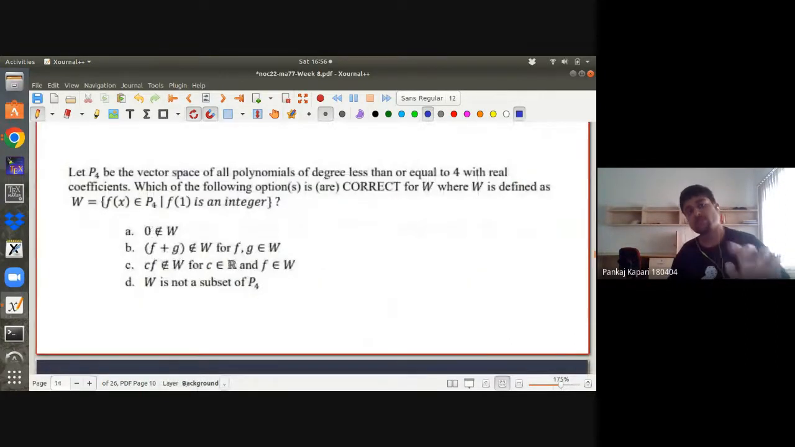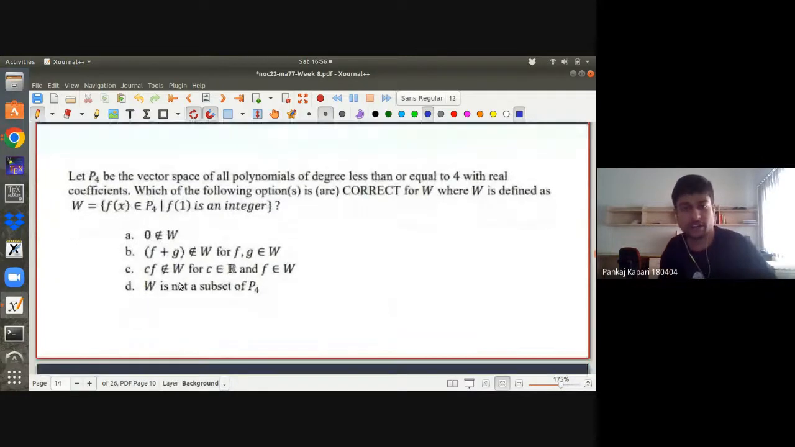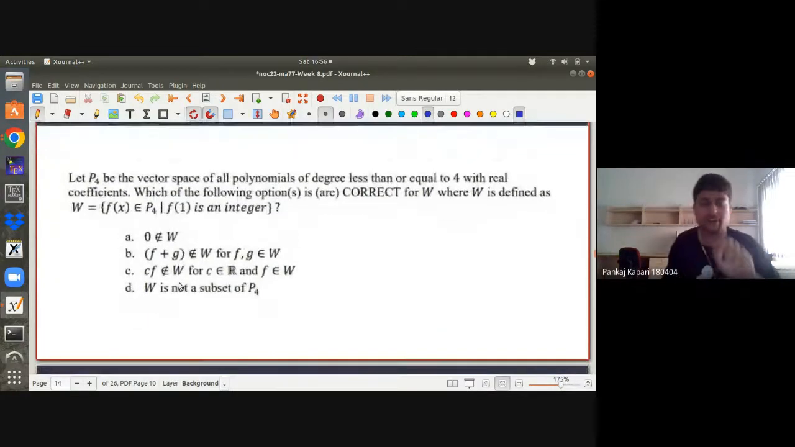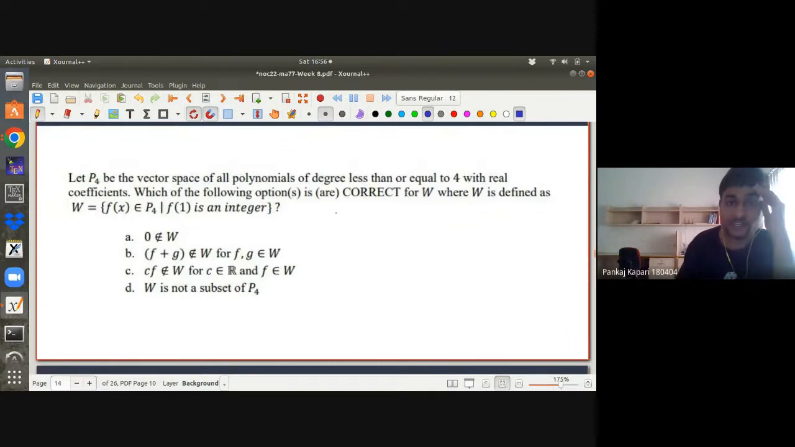Okay, let's move to the next problem. This is again based on the same topic. A vector space is given and a subset is also given, and we have to find if that is a subspace or not. So here, what is our vector space? Our vector space is P4.